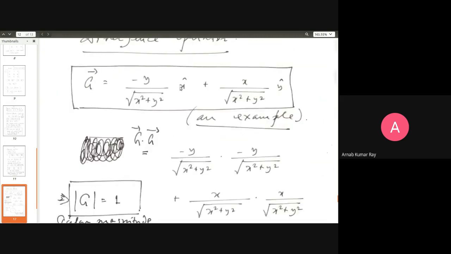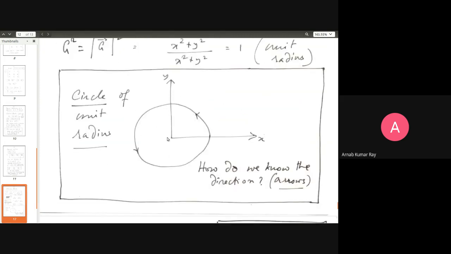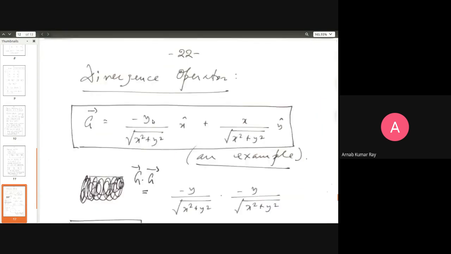Just look at the vector itself. The equation of the horizontal line is y is equal to 0, and the equation of the vertical line is x is equal to 0. So let us just put y is equal to 0. When we put y is equal to 0, this whole thing will vanish: 0 divided by square root of x squared plus 0 squared. So 0 by x vanishes.